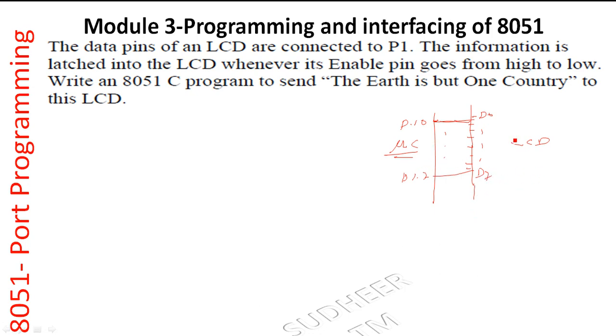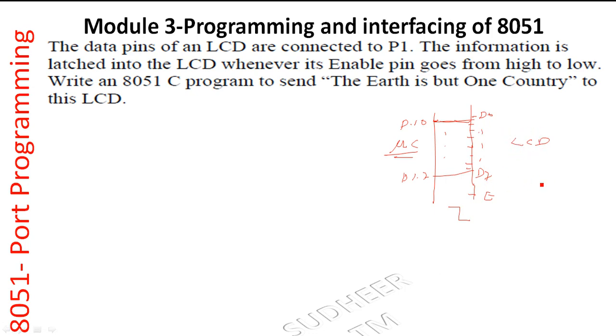Whatever data is available from our microcontroller will be latched, or temporarily stored, in a register inside our liquid crystal display. For that there will be an enable pin. That enable pin must be sent high to low. Okay, goes from high to low. We need to make a pulse like this. So this data will go inside the LCD.